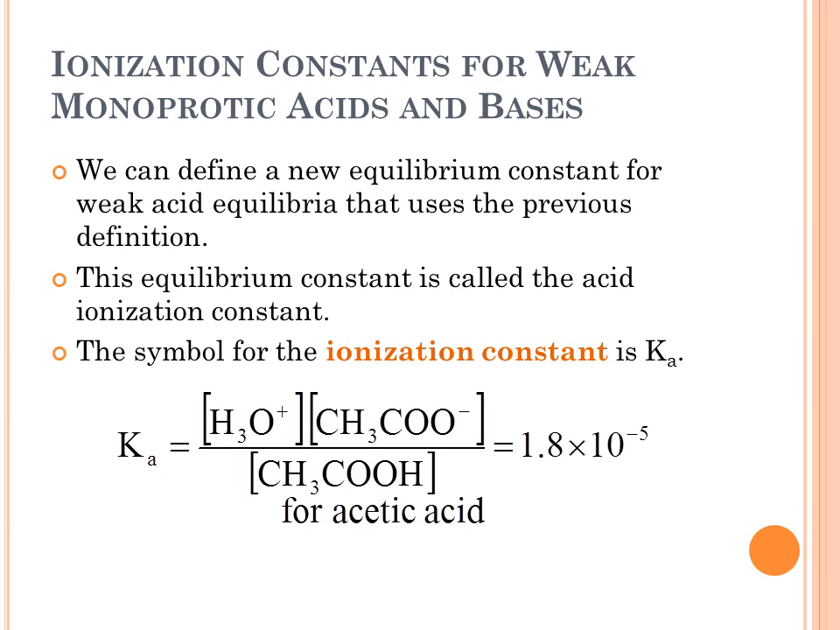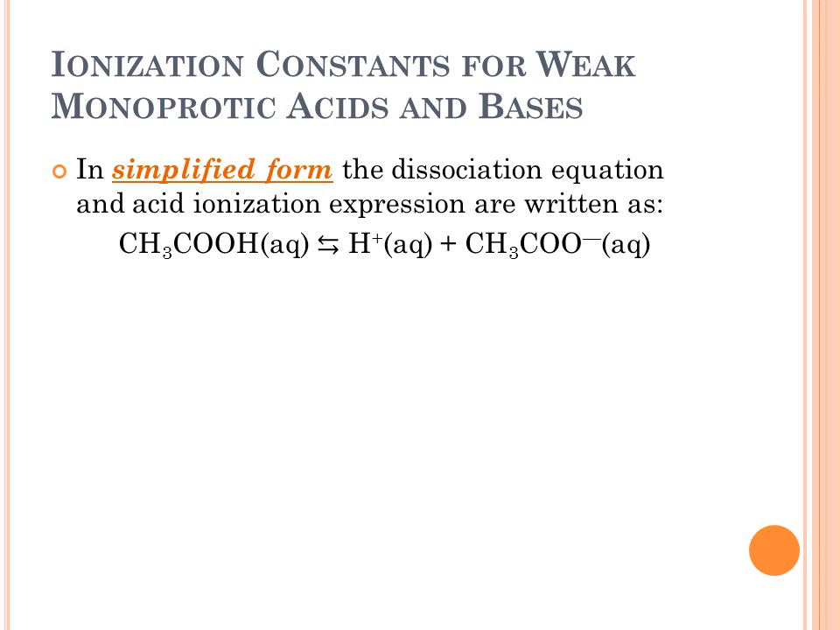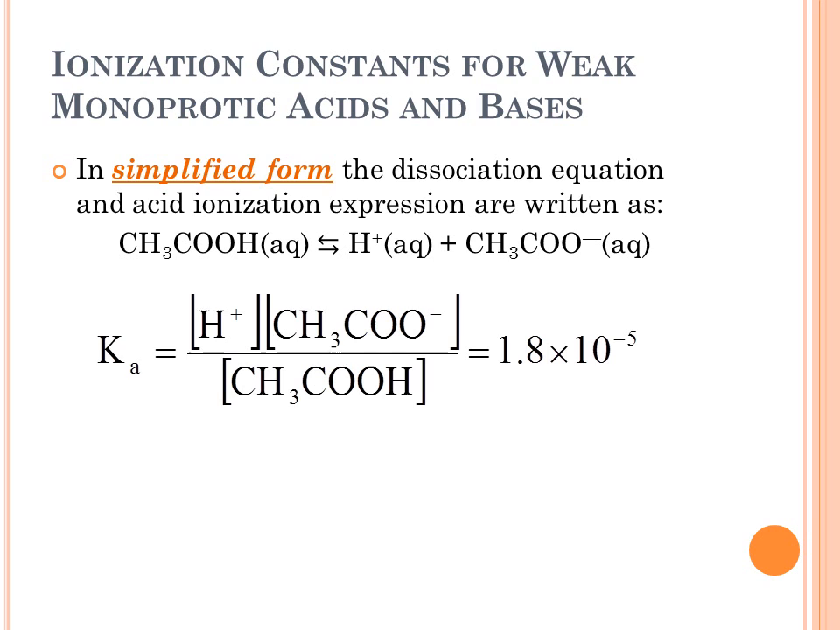You can find tables of Ka's in the back of your textbook in one of the appendices, or in a table in your chapter. In a simplified form, if you omit the water and take away the hydronium, you could just leave it as H plus if you'd like, depending on your teacher's preference. So the Ka is equal to the concentration of the hydrogen ion times the acetate ion concentration divided by the unionized acetic acid concentration, and that's still equal to 1.8 times 10 to the negative fifth.